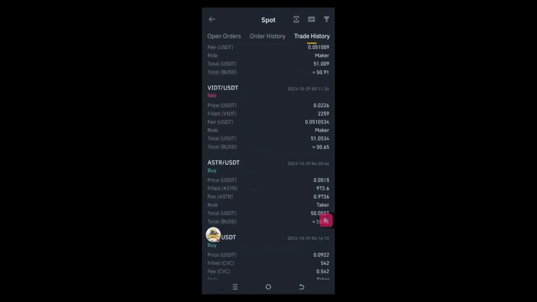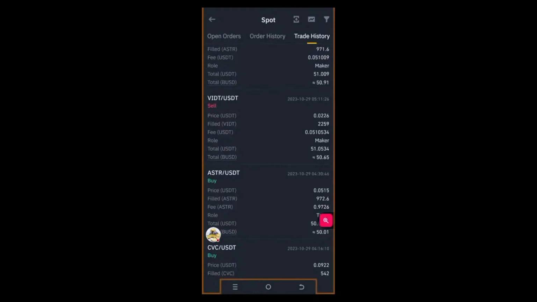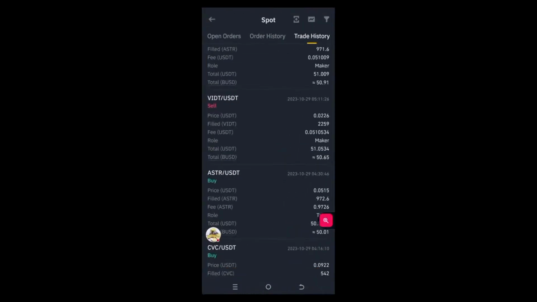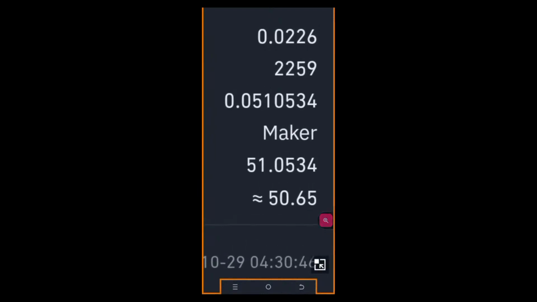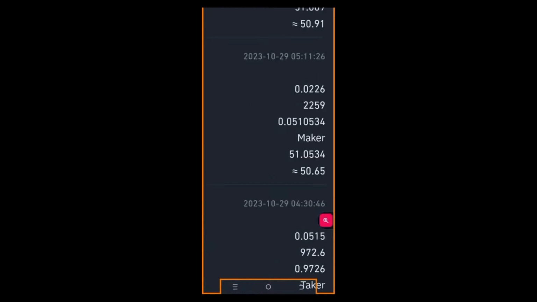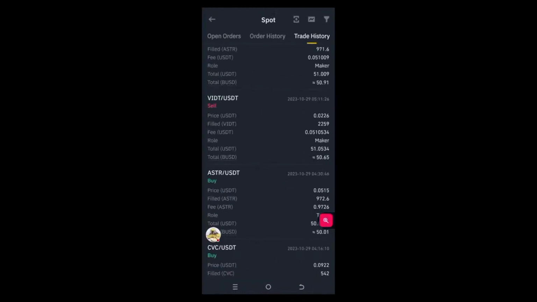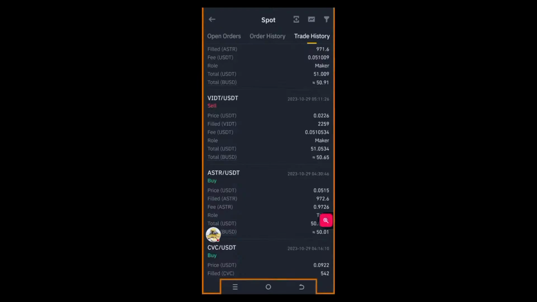And in terms of its executing, we were able to execute it at 0.0226, and that gave us a profit of $1.05. Look at that. That's beautiful. $1.05. That's glorious. Now removing the fees, that's about minus 5 cents. That means we made $1, which is beautiful. That's 2%. Our 2% target was met and crushed, and we executed beautifully. That's VIDT USDT. Beautiful.